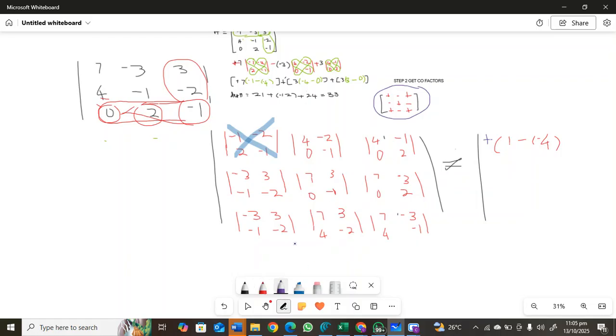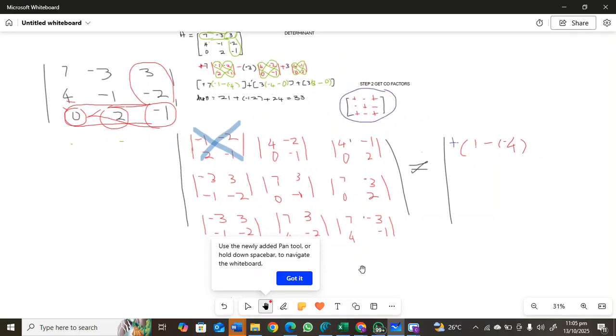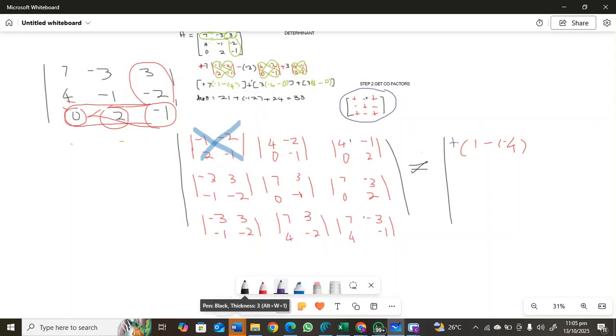Okay, we come to the next one here. Put a sign here. The next one is the negative sign, so you put minus. Then you're going to say 4 times -1, you get -4.